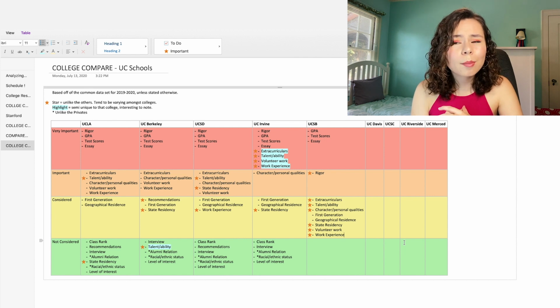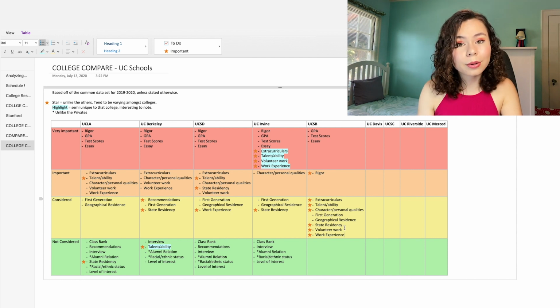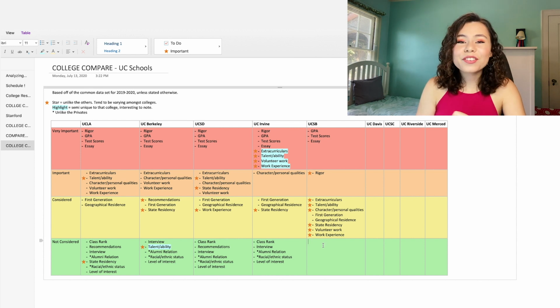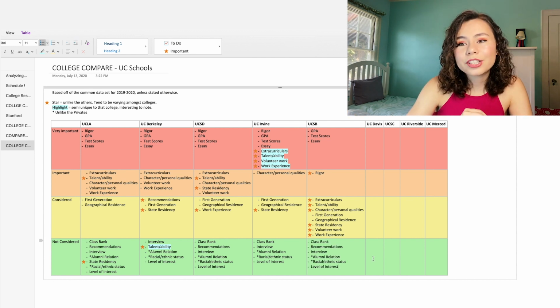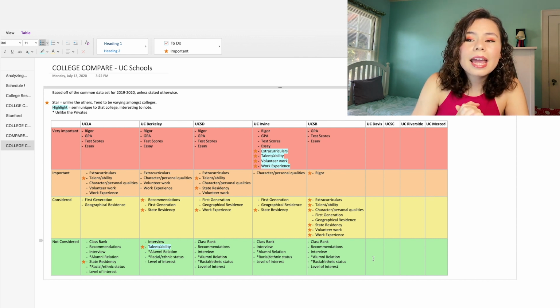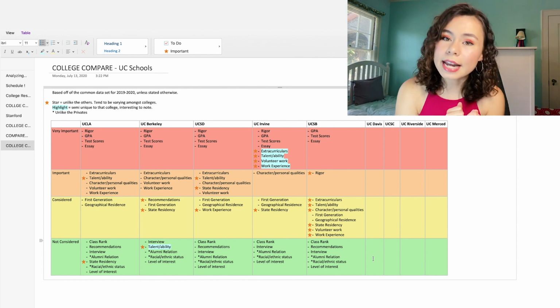These are a lot more things than in the other ones. I mean, the other ones place these at usually a higher importance, but for this, they just put it under considered. So, I don't know, it's interesting to note. And then for not considered, in this category, we have class rank, recommendations, interview, alumni relation, racial or ethnic status, and level of interest. Moving on, we have UC Davis.